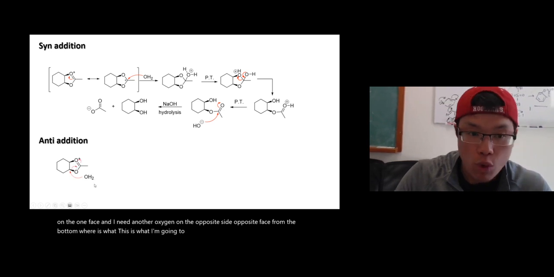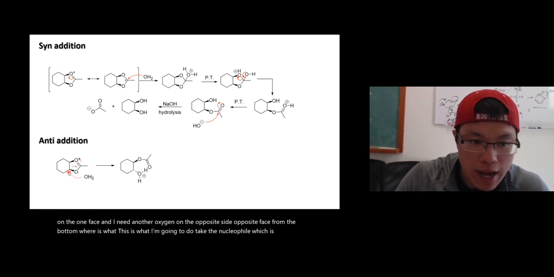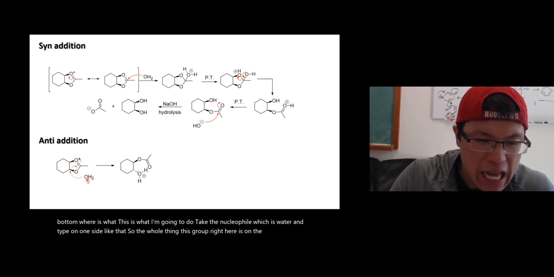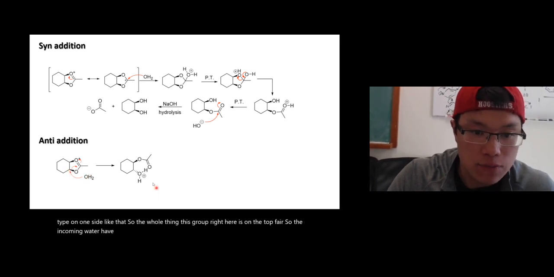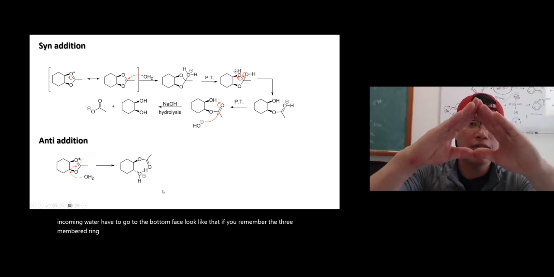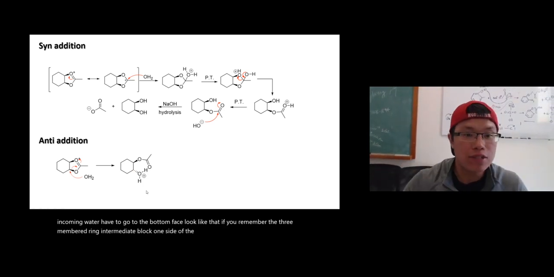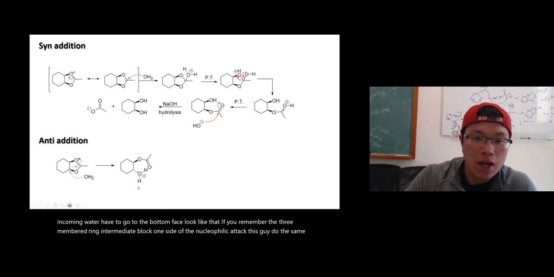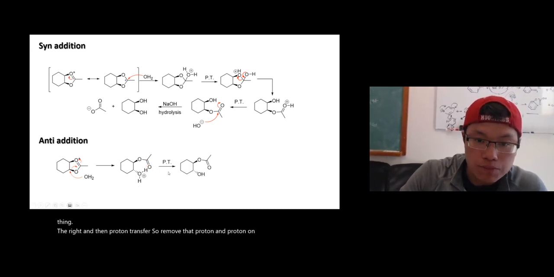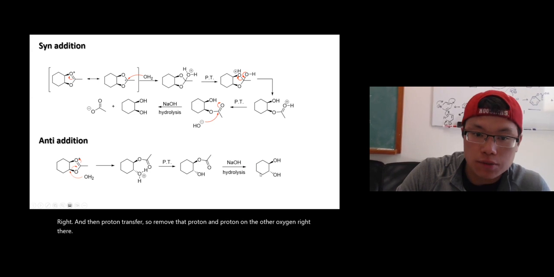Well, this is what I'm going to do. Take the nucleophile, which is water, and attack on one side like that. This group right here is on the top face, so the incoming water has to go to the bottom face. If you remember, the three-membered ring intermediate blocks one side of the nucleophilic attack, and this does the same thing. And then proton transfer. So remove that proton, add a proton on the other oxygen right there. And then hydrolysis.